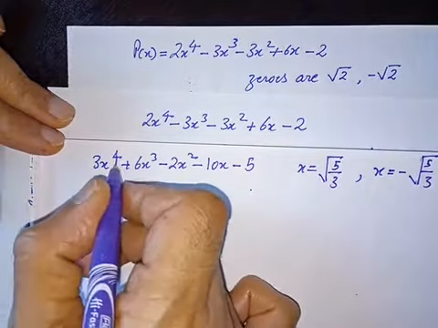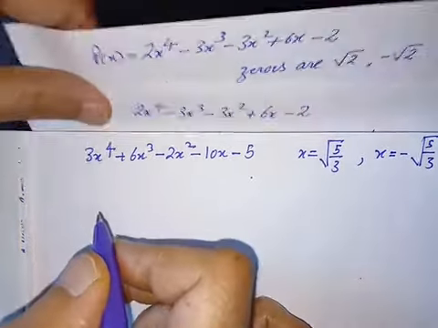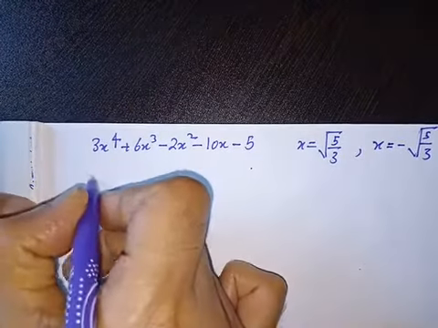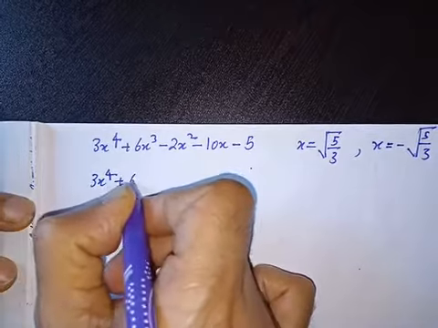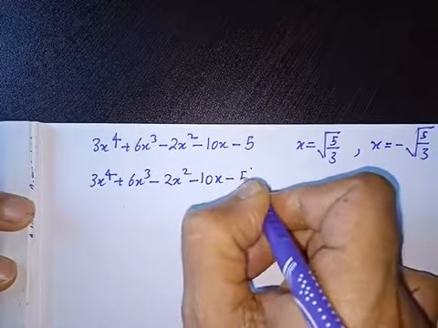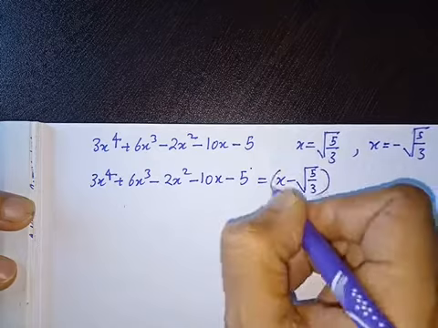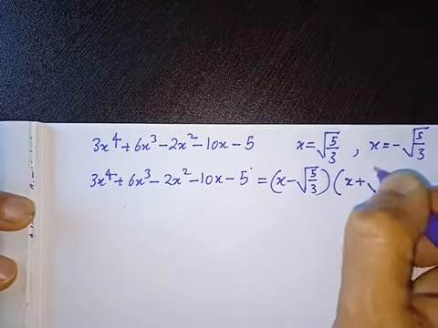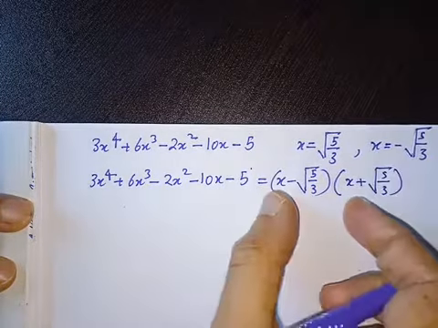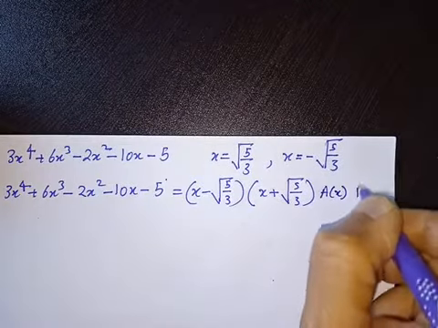Because it is a biquadratic equation, it will have 4 zeros. So you can write this as 3x to the power 4 plus 6x cube minus 2x square minus 10x minus 5 equals x minus square root of 5 by 3 multiplied by x plus square root of 5 by 3. These two we get from the zeros. From zeros we are getting factors. Because it is biquadratic, two are remaining, and we will name them a(x) and b(x).